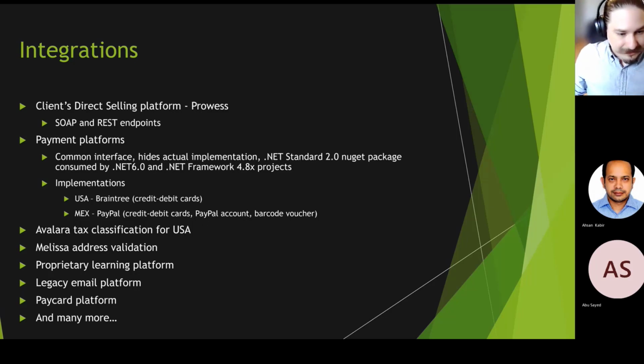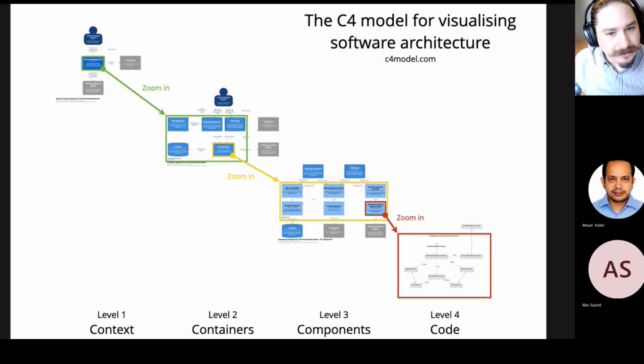All right. So we have the tax classifications for USA. It's Avalara, and we have Melissa for address validations. We have a learning platform integration, legacy email platform, pay card stuff as well. So it's a prepaid card platform, and we have many more that I would not cover right now. All right, let's jump in.